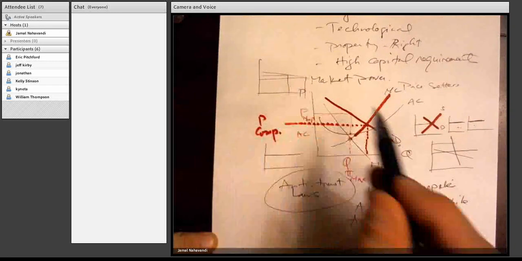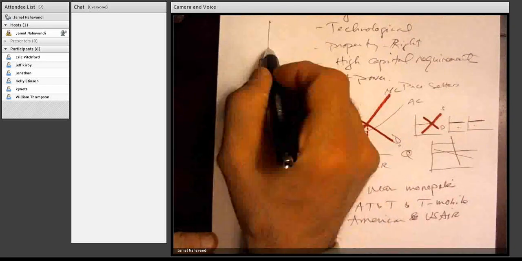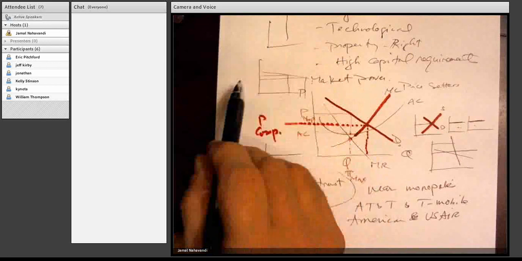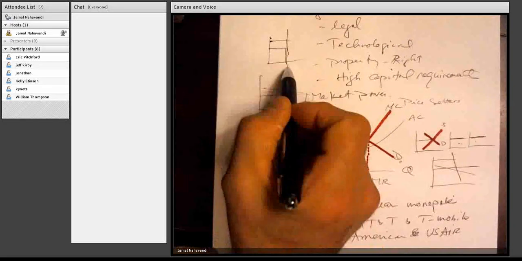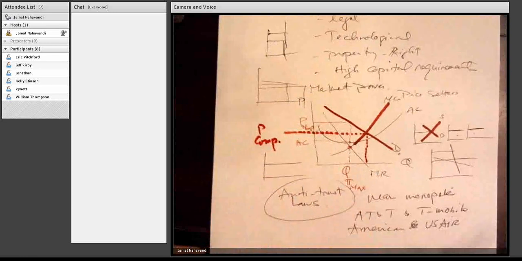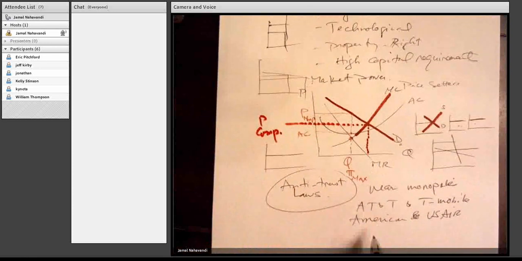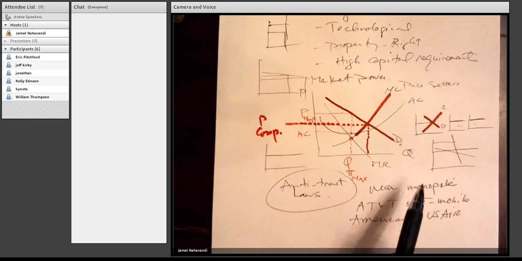But when I create this very steep curve, it means that you really don't have much option in terms of change in consumption. So that's why we have antitrust laws to discourage concentration of industries, because that will lead to consumer disadvantage.